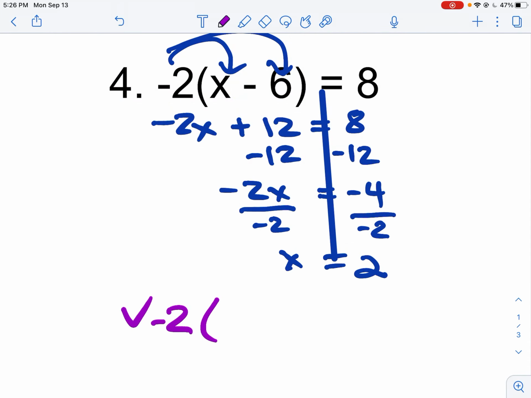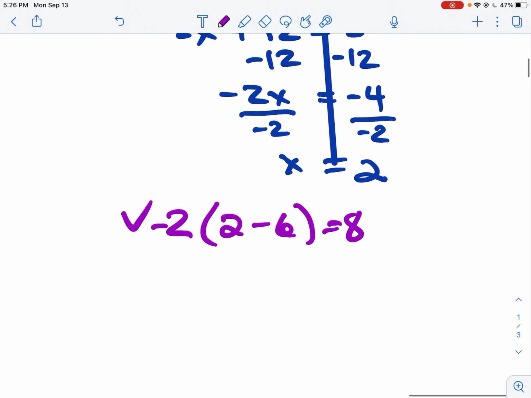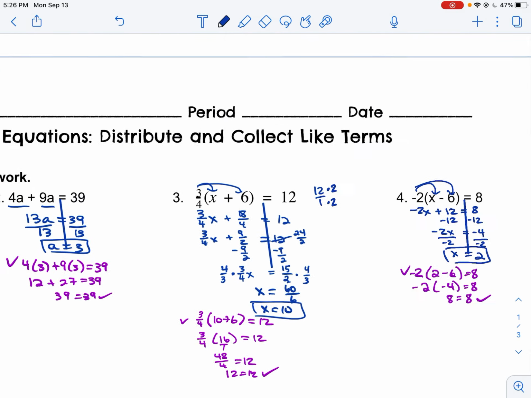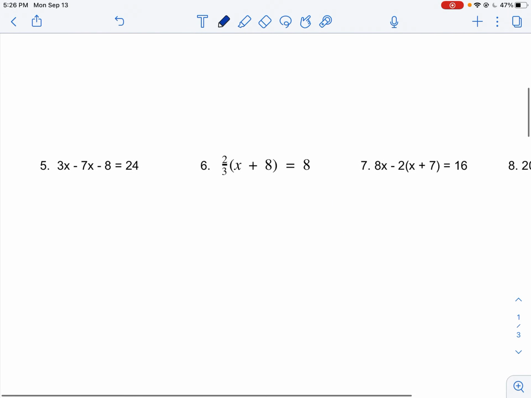I'm going to plug that back in and make sure that I have the right answer. Negative 2. That's not good if I forgot that. It would come out with a totally different answer. So negative 2, this would become negative 4. So 8 does equal 8. So yes, I have the correct answer as x equals 2.